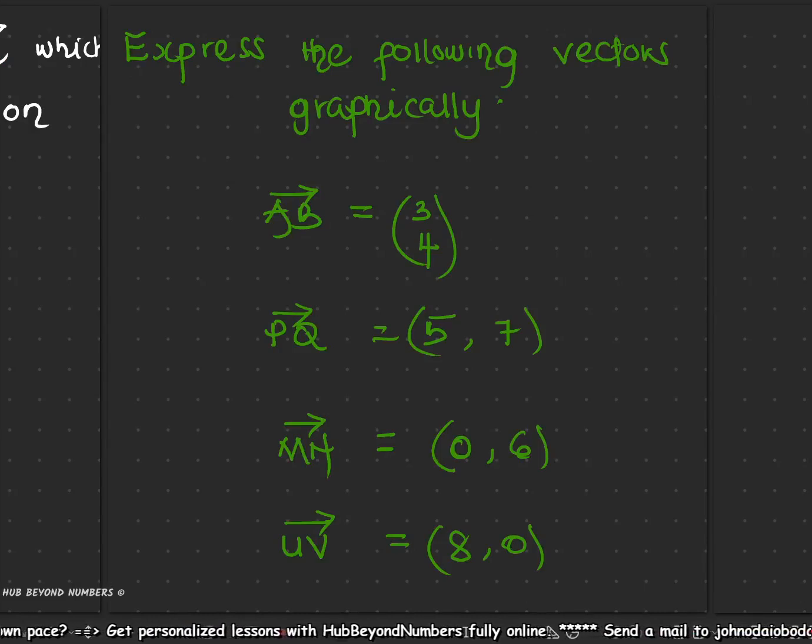It says you have to express the following vectors graphically. AB, that is 3, 4; PQ, 5, 7; MN, 0, 6; and then UV being 8, 0. I would like to end this video here. Then in the next one, we look at the magnitude bearing form. And if that doesn't take too much time, we'll also look at how to convert between these two forms.